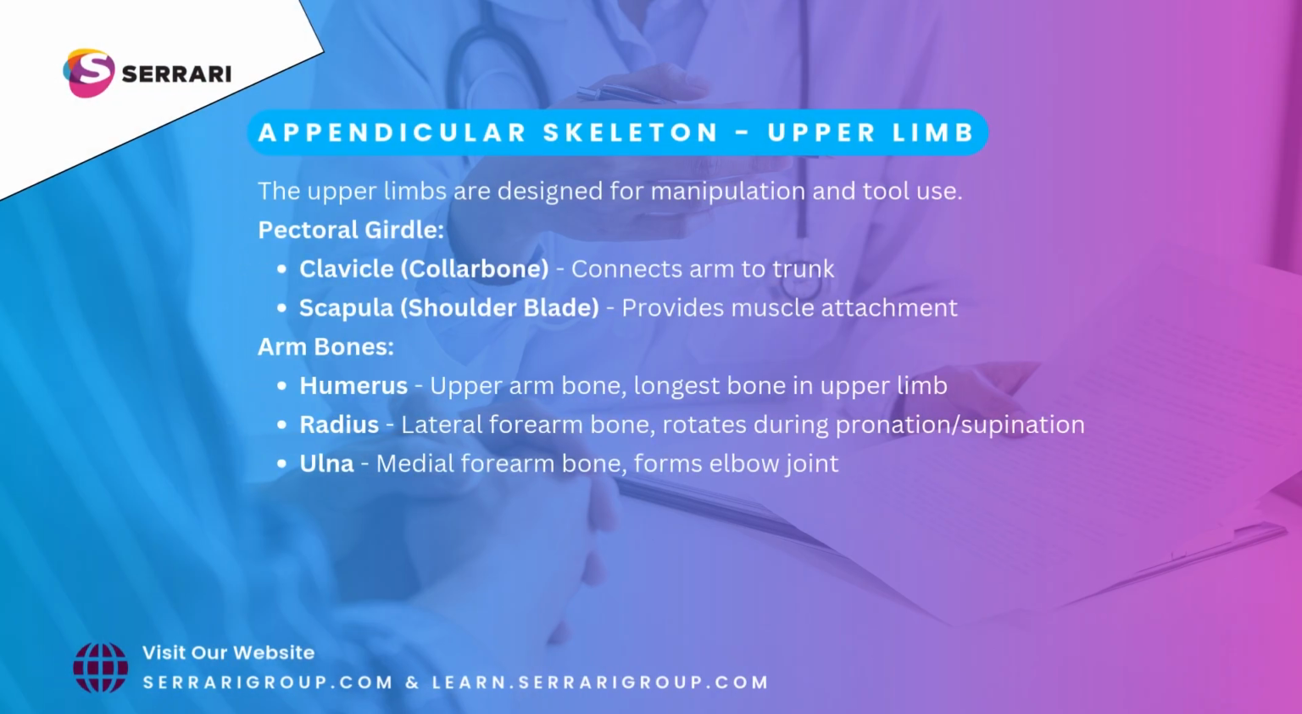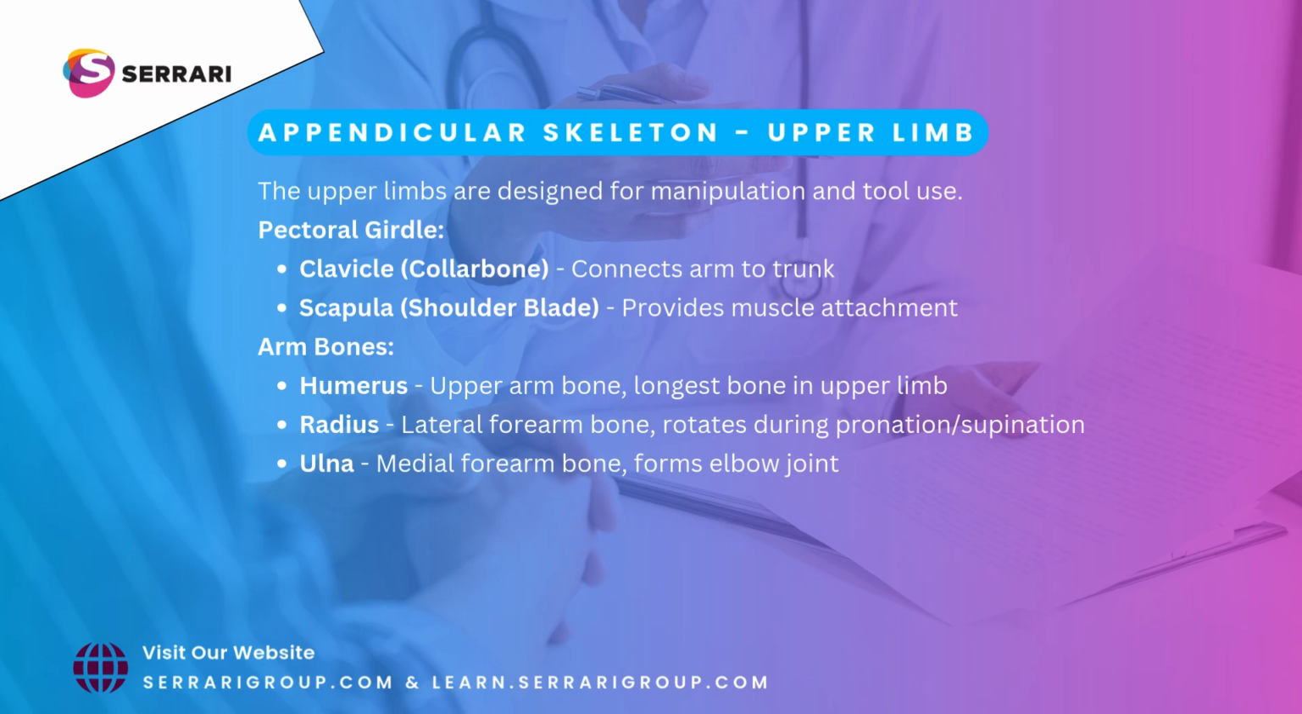Appendicular skeleton, upper limb. The upper limbs are designed for manipulation and tool use. Pectoral girdle. Clavicle, collarbone, connects arm to trunk. Scapula, shoulder blade, provides muscle attachment. Arm bones. Humerus, upper arm bone, longest bone in upper limb.